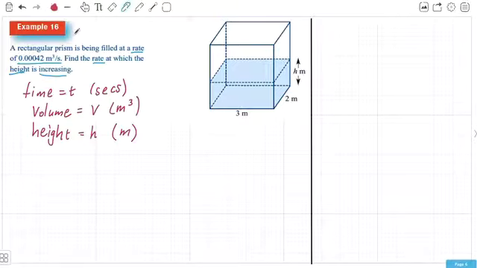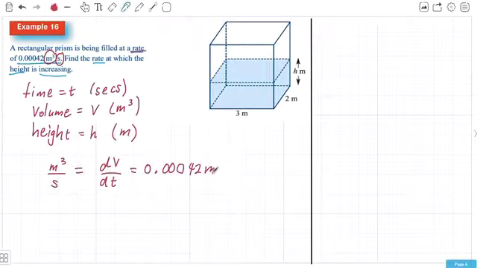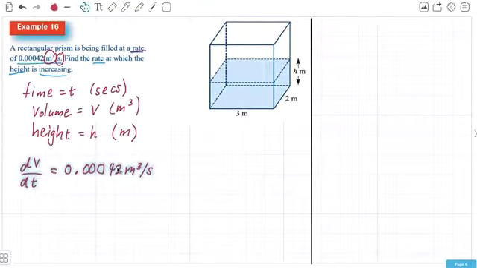Now, first thing I can do is look at this expression here. This is a rate, and you can see that it's meters cubed per second. Meters cubed per second is going to be a volume, so a change in volume with respect to a change in time, because this is a time unit, and the value of that is 0.00042 meters cubed per second. So that tells me what dV dt is, the rate of change of the volume with respect to time. I'll keep that one there because that's useful.